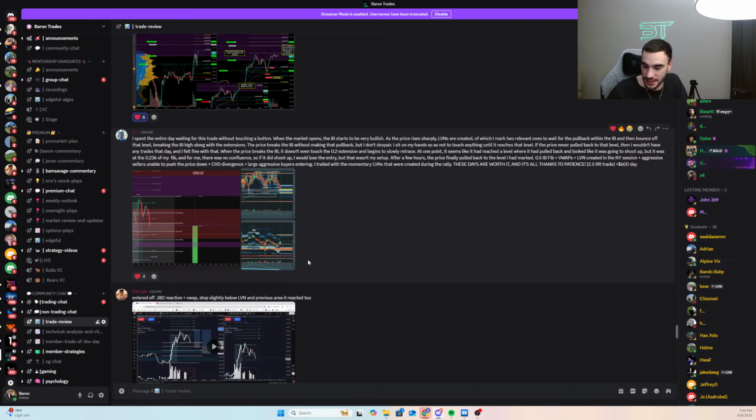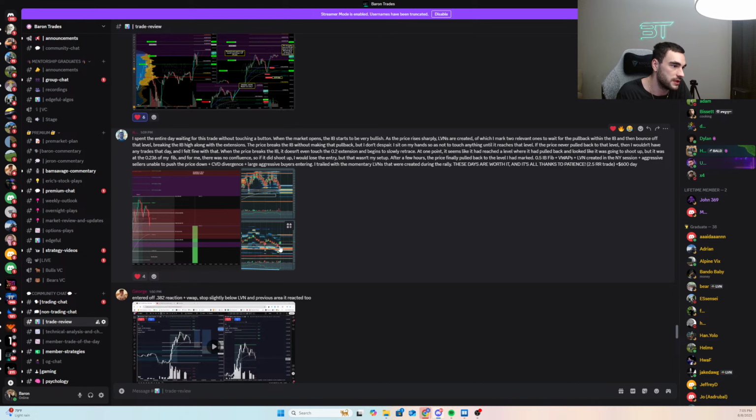I spent the entire day waiting for this trade without hitting a button. When the market opens, the IB starts to be very bullish as the price rises sharply. Low volume nodes are created, of which I mark out 2 relevant ones. Wait for a pullback within the IB and then bounce off that level. Breaking the IB high along with the extensions, the price breaks the IB without making that pullback. But I don't despair. I sit on my hands so as to not touch anything until it reaches that level. If the price never pulled back to that level, then I wouldn't have any trades that day. I felt fine with that.